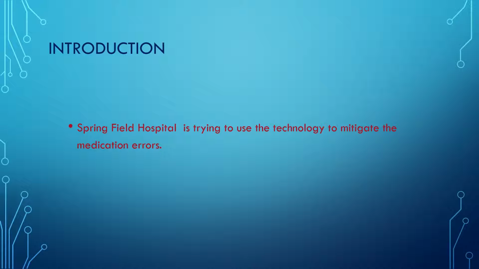Introduction or background. Here, Springfield Hospital, which is a 350-bed hospital, is using handwritten orders to prescribe the medications. So to avoid or mitigate the handwritten prescription errors, they want to use an electronic, online system, which is faster. To mitigate these errors, they want to bring this change with the new application.